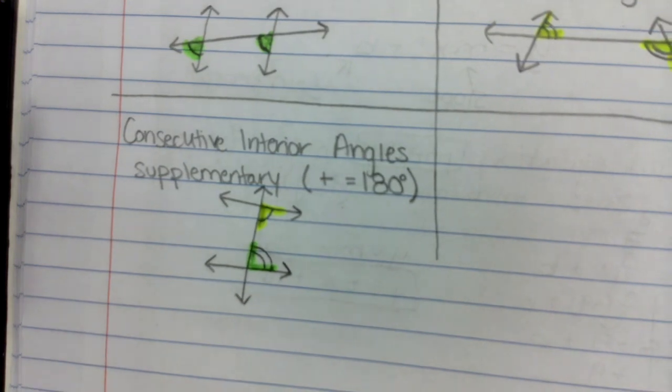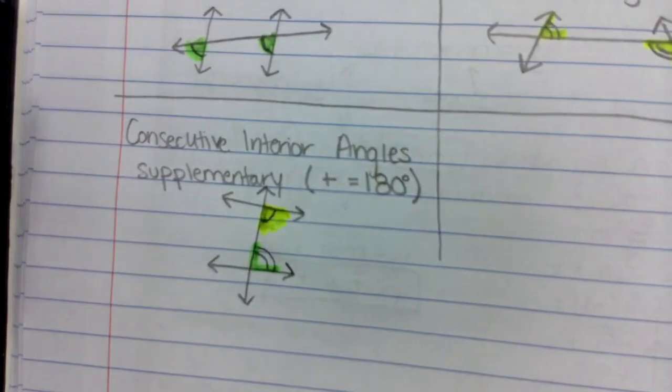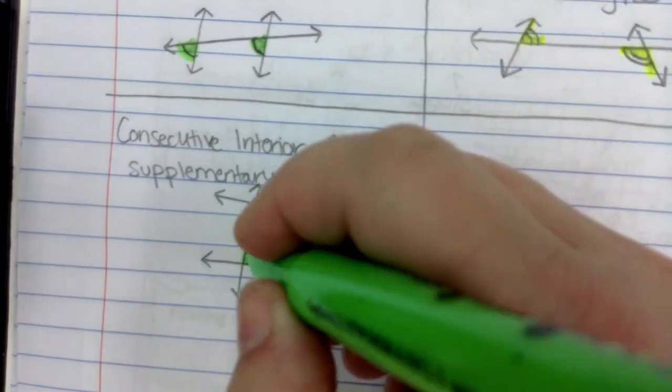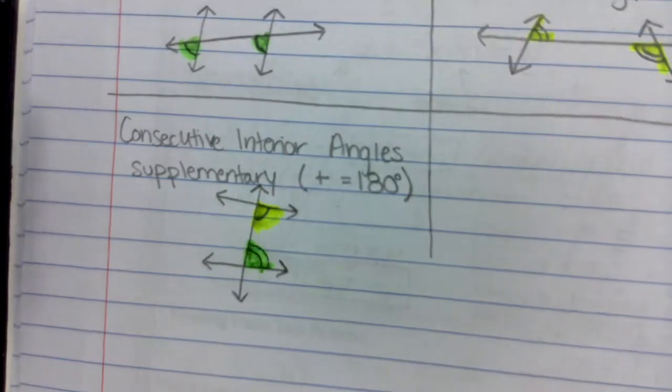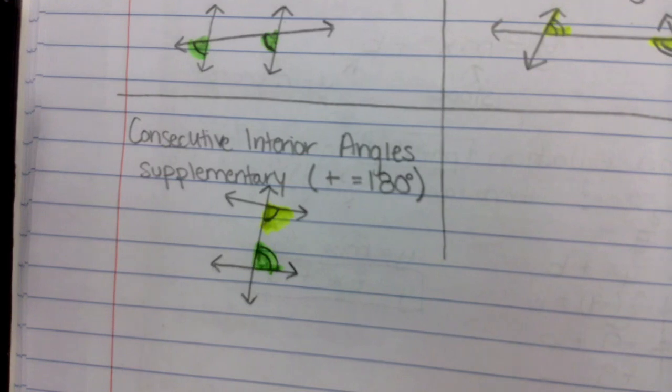Whoops. Okay, we know that those are supplementary. They add up to 180. And then there's one other converse that we're going to work with. So we have corresponding, alternate interior, consecutive interior. Can anyone figure out what might be our last one?